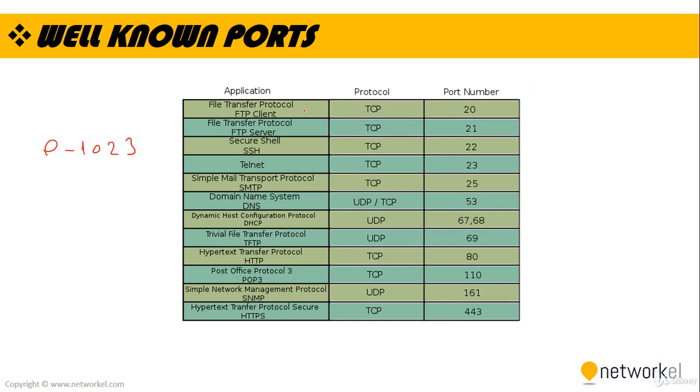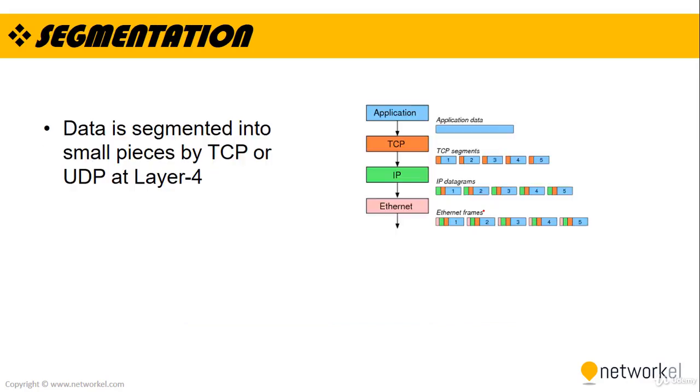For example, a well-known protocol is FTP, and FTP uses the TCP protocol, and the port number of FTP is 20. For example, Telnet is a remote access protocol, and Telnet uses the TCP protocol and the port number is 23. And DNS, the domain name system protocol, can use UDP or TCP, and the port number is 53.